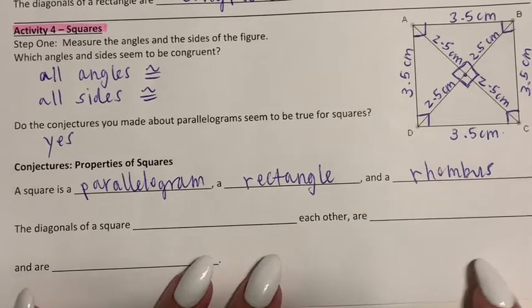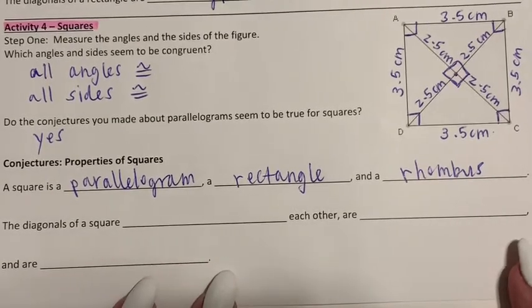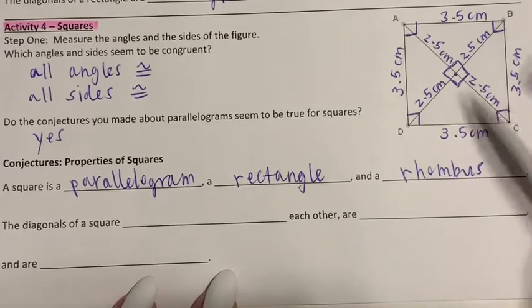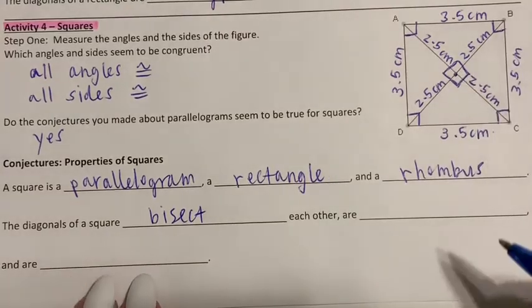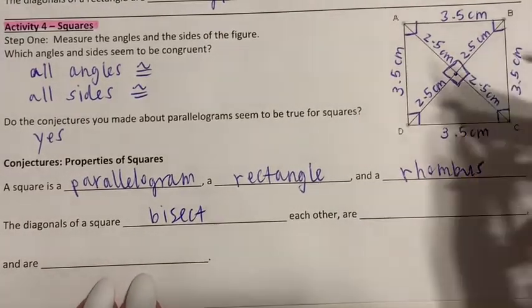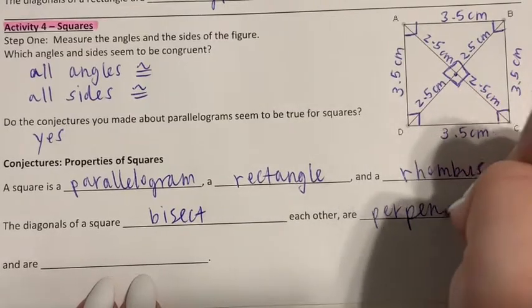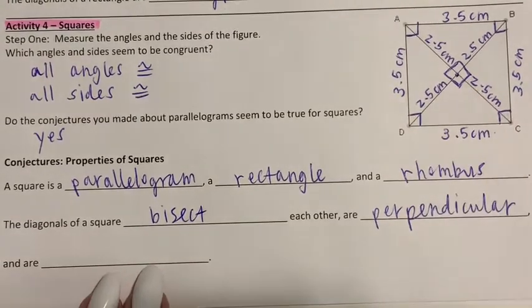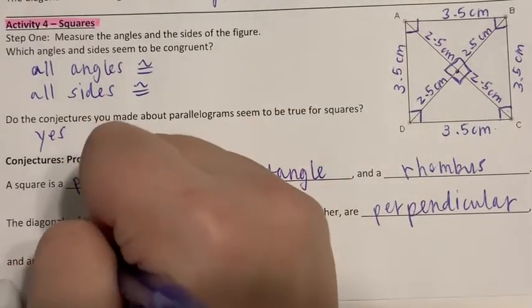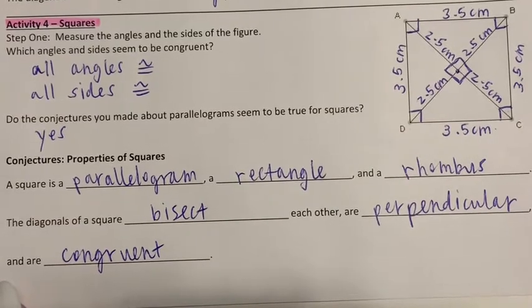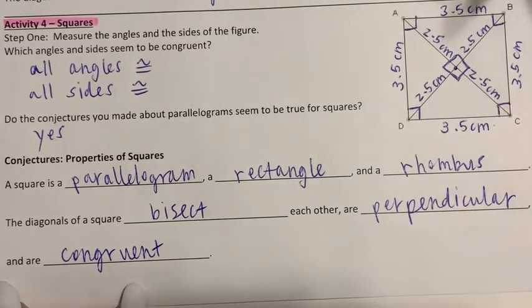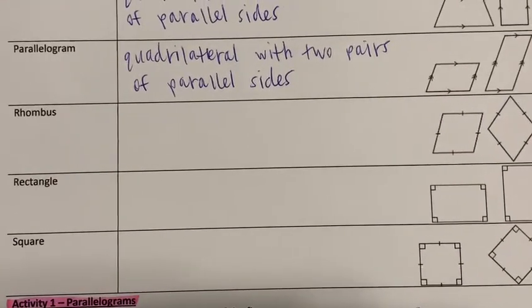The diagonals of a square, right here, we can break that down even more. The diagonals of a square bisect each other. They're bisecting each other right here at this point. They are perpendicular to each other. And they are congruent. Diagonals of a square bisect each other, are perpendicular, and are congruent. So we're done with all 4 of our activities, and the last thing that we need to do is jump back to the front page of our notes and finish filling in our last 3 definitions.